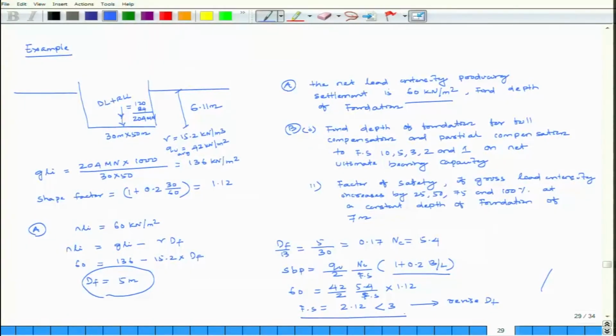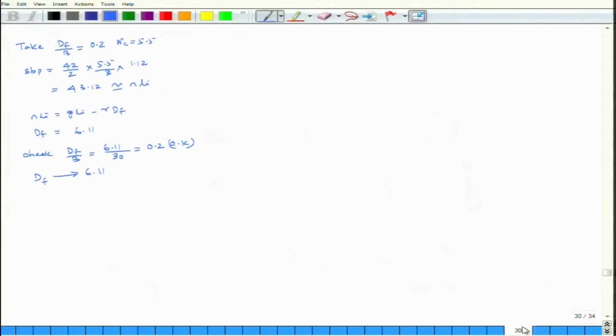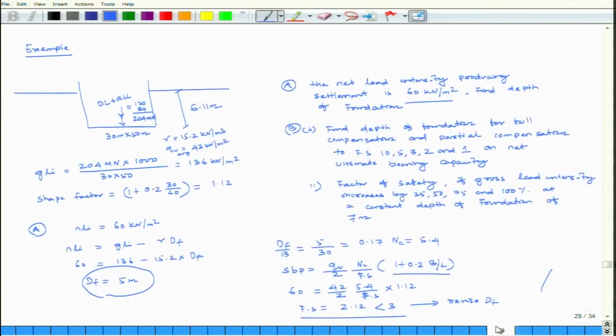Our criterion of factor of safety is equal to 3. Now, considering df by B is equal to 0.2, Nc is equal to 5.5, soil bearing pressure comes out to be 43.12. This same soil bearing pressure has been assumed as the net load intensity. Providing net load intensity is equal to gross load intensity minus gamma df, df is equal to 6.11. Now checking whether df by B is satisfying 0.2, because this is our assumption. So df by B is coming exactly 0.2, hence depth of the foundation comes out to be 6.11. There are no assumptions, it is coming out from the net load intensity and gross load intensity.